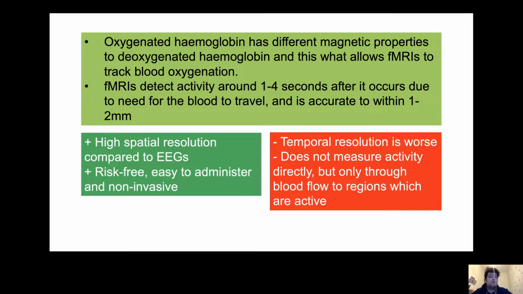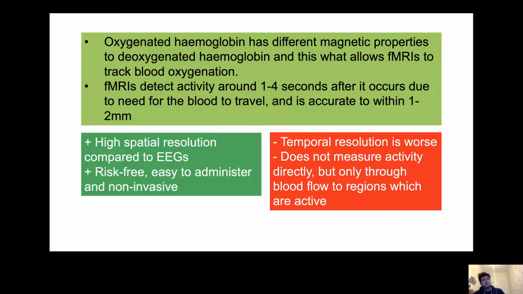So oxygenated hemoglobin. Hemoglobin is something that's in your blood that carries oxygen molecules through your body to provide oxygen to cells. And when hemoglobin is oxygenated, its magnetic properties are different to deoxygenated hemoglobin. And it's this particular property of hemoglobin which is what allows fMRIs to track the variation in blood oxygenation through the brain. So the fMRI, because it's magnetic, can distinguish between oxygenated and deoxygenated blood as it travels through the brain.